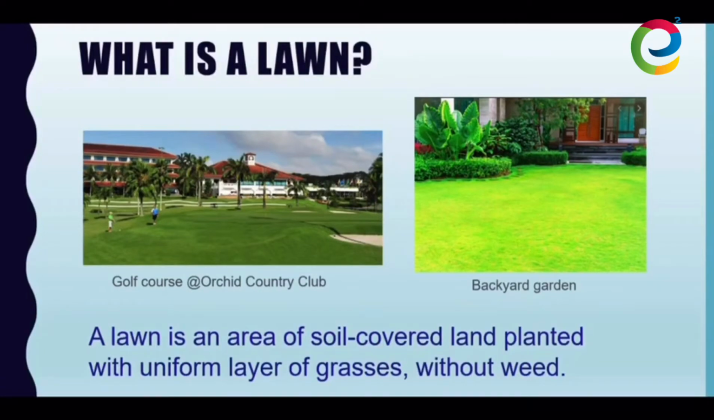Moving on to today's lesson. In today's lesson, we'll be visiting the Orchid Country Club or the garden in your backyard. We are there to view a specific landscape called the lawn. What is a lawn? A lawn is a soil-covered land planted with uniform layers of grass without weeds.